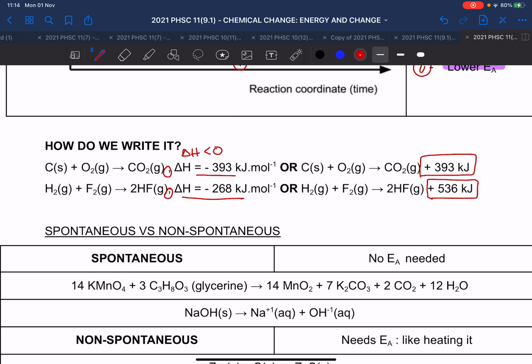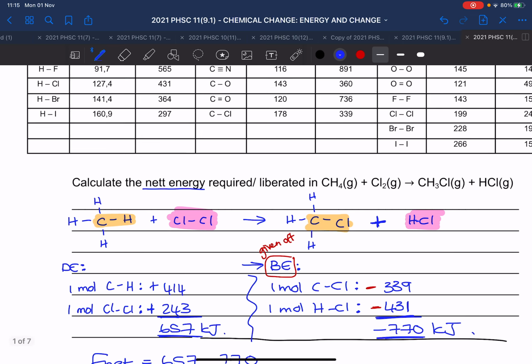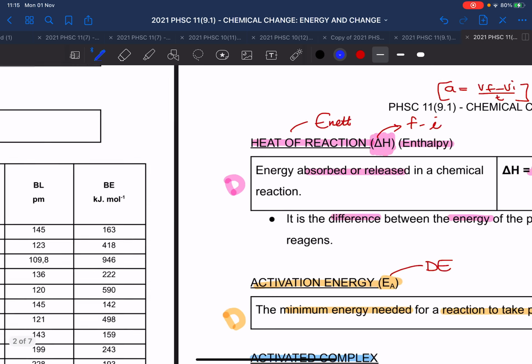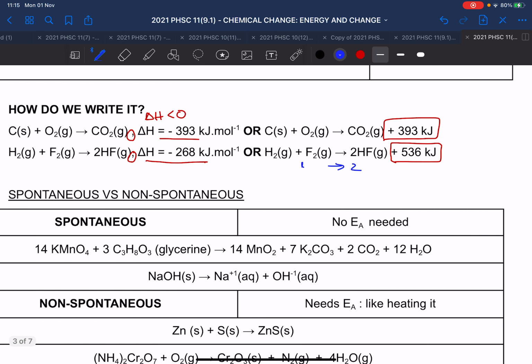Then the other one, it's going to give 2 HF. Yes, in the second one, you can see the mole ratio is 1 to 2. It gives you 2 moles, and the energy is per mole. Remember, on the first page we said 1 mole, 1 mole. Now it gives you 2 moles. So that was per mole, that is for 1 mole. Here it gives you 2 moles, so this is 2 moles times 268.